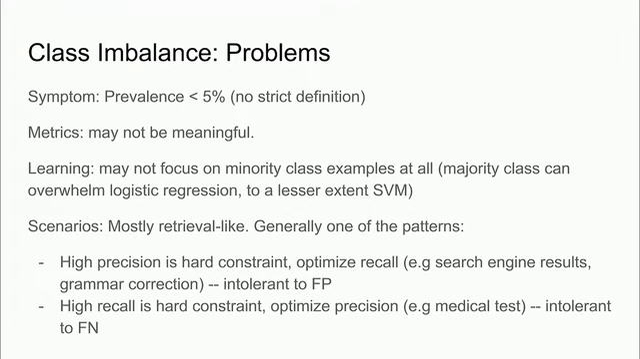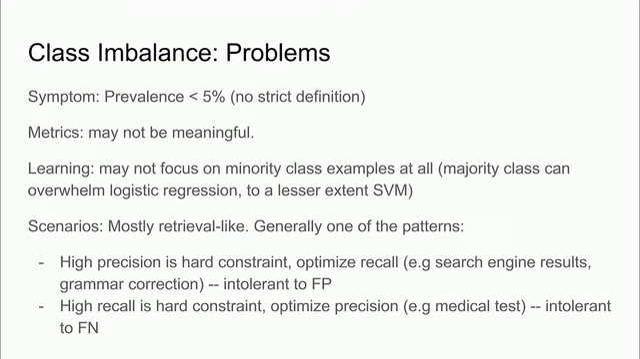And the problem is, as you get these imbalances, a lot of your metrics become a lot less meaningful. For example, when you're learning, if you have a heavy imbalance, your learning function might just optimize solely the majority class and completely ignore the minority class.